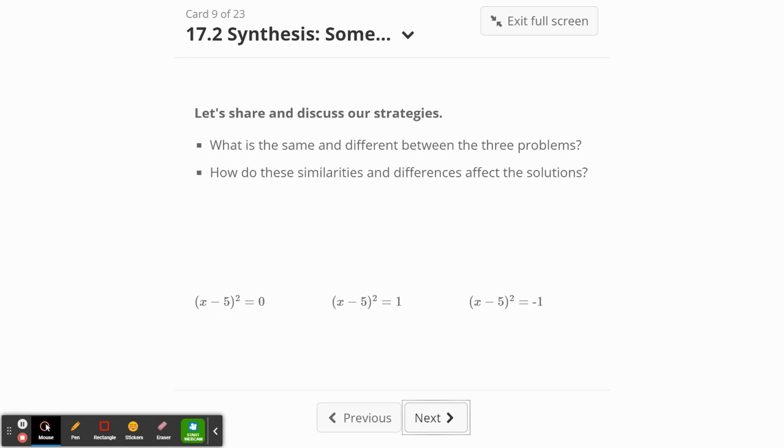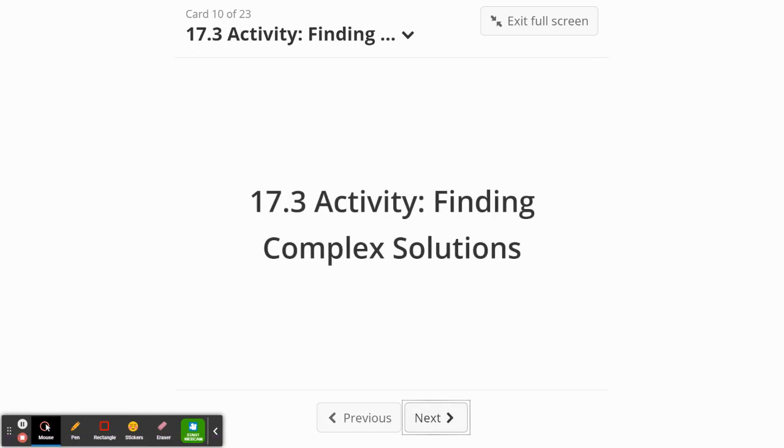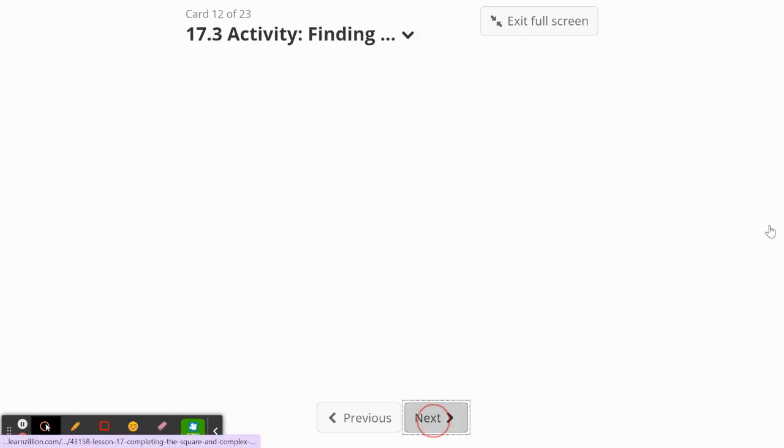So things that were the same and different between all 3 problems: we saw that on the left side, we have something squared equals a number. What is different is what that number ends up equaling, whether it's a positive or negative value, and whether that gave us real solutions or imaginaries. We're going to go ahead and explore this a little bit further with activity 3, finding complex solutions.